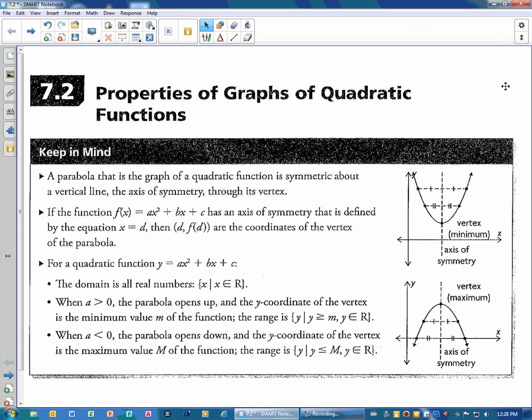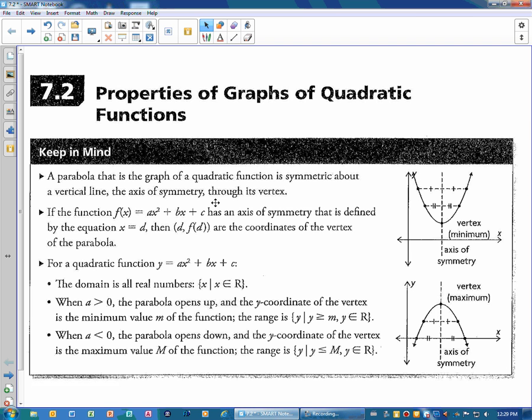Okay, so continuing on with chapter 7 and parabolas, 7.2 is just sort of a further detailed account of parabolas. So 7.2 is called properties of graphs of quadratic functions. And the first keep in mind bullet says a parabola, that is a graph of a quadratic function, is symmetric about a vertical line, which is called the axis of symmetry, through its vertex.